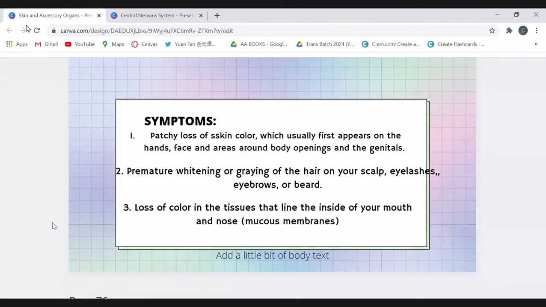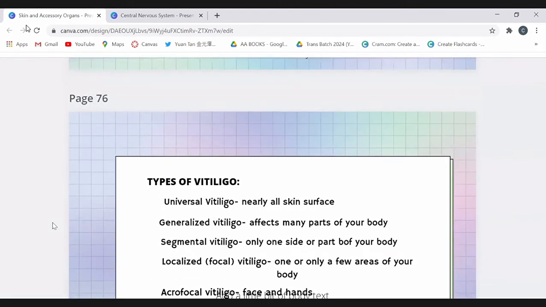Premature whitening or graying of the hair on your scalp, eyelashes, eyebrows, or beard, and then loss of color in the tissues that line the inside of your mouth and nose. Next slide, please.